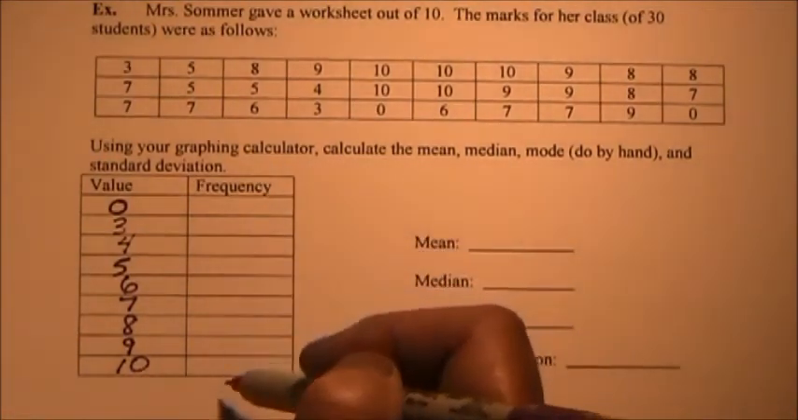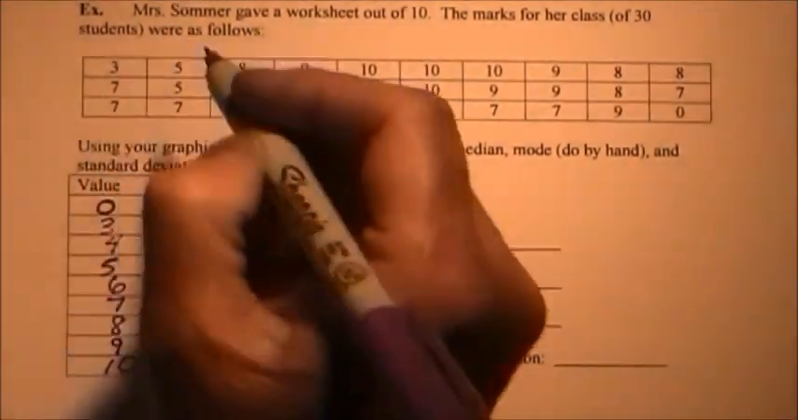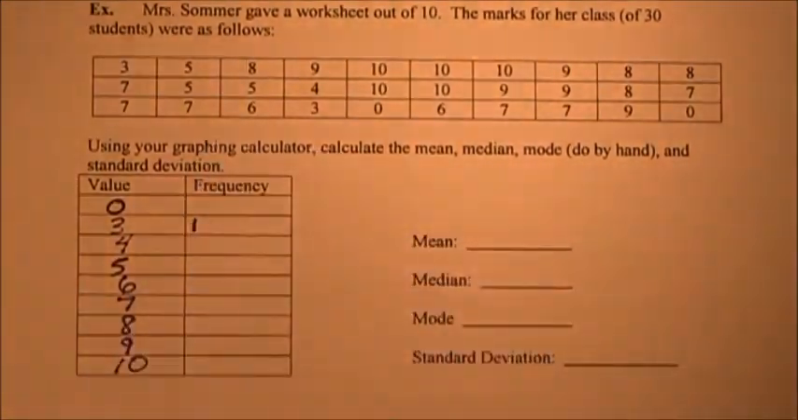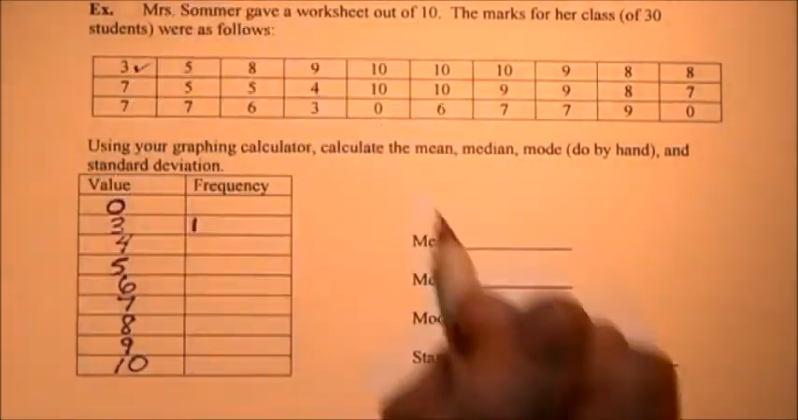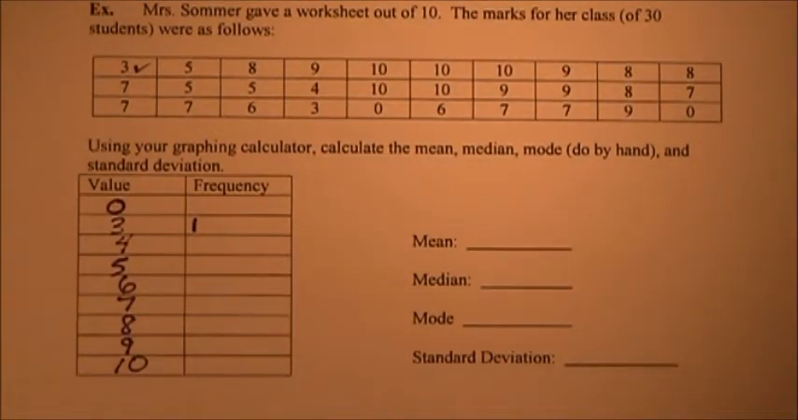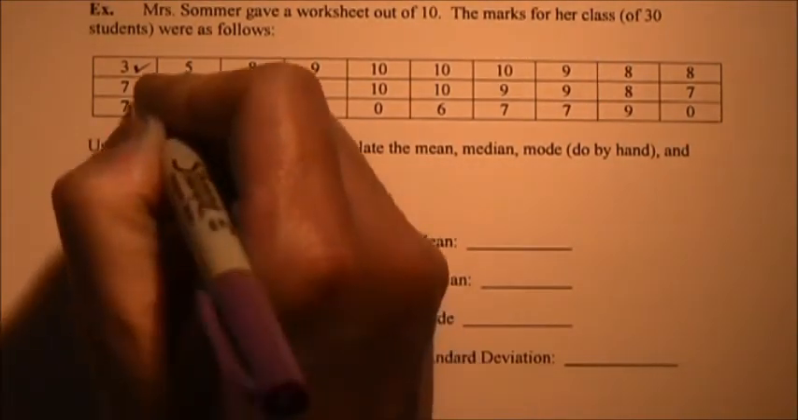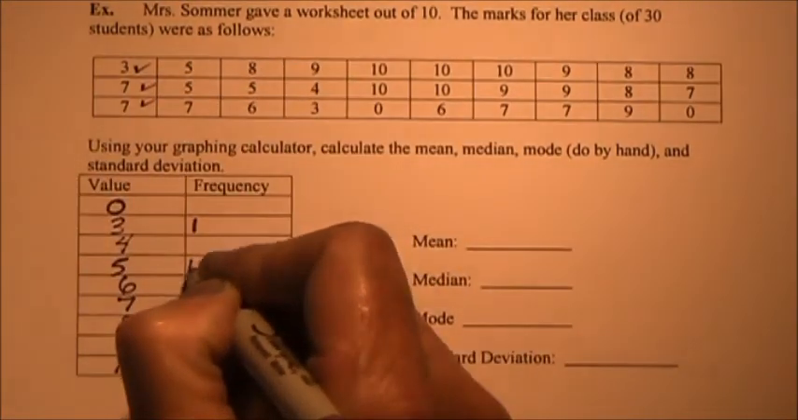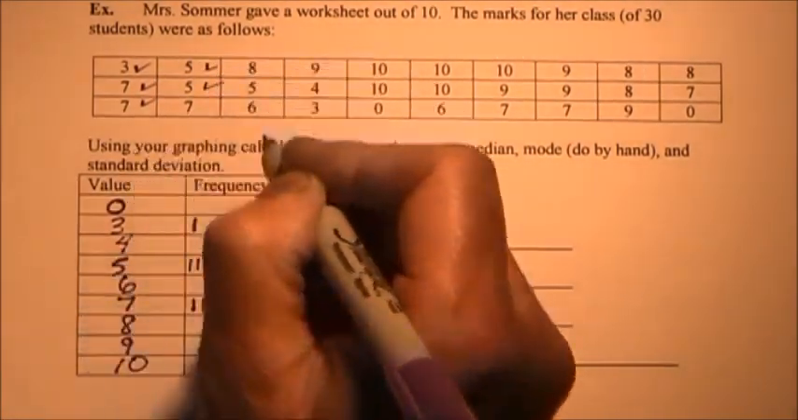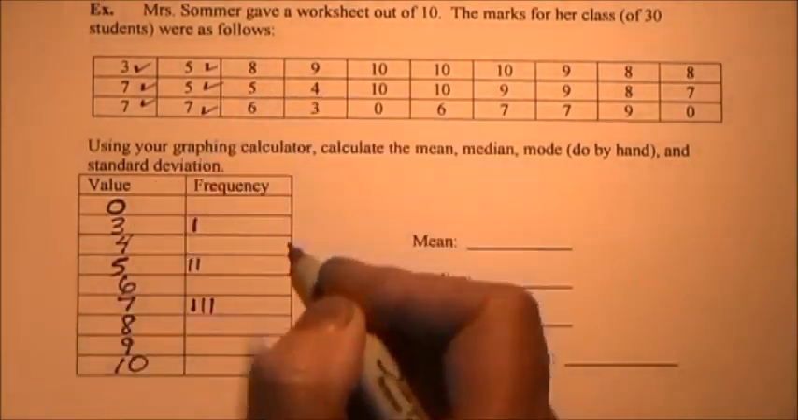Next, we're going to fill in our frequency. I tend to put a ticky for each number, and then a check mark beside the number in the table to show that I know that I've done that number, and if I lose my place, I know what I've done and what I haven't. Okay, so then I have 2 7s, and we can continue through our table.